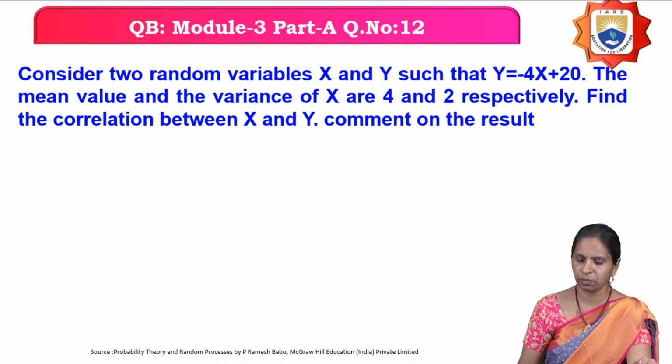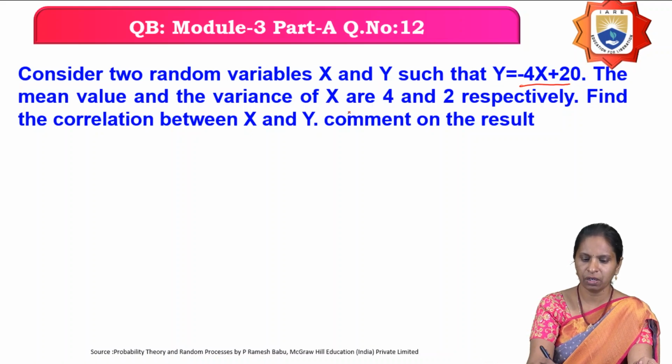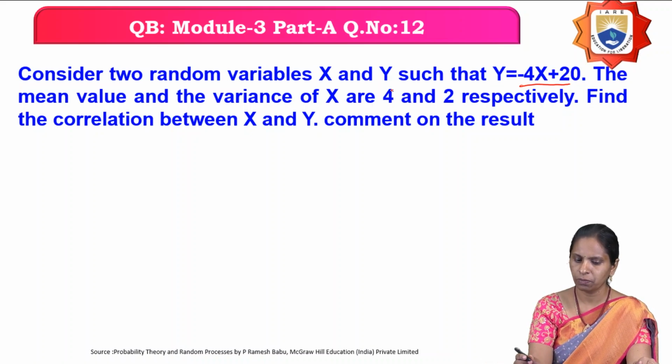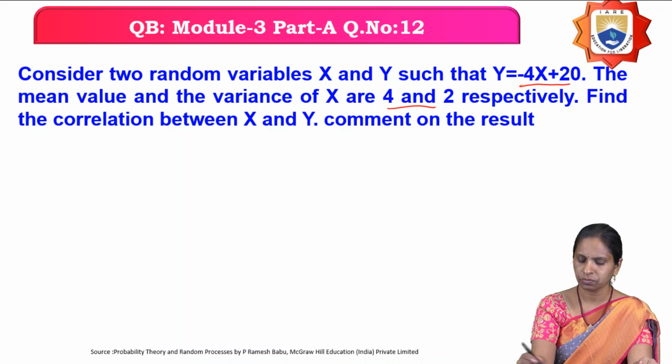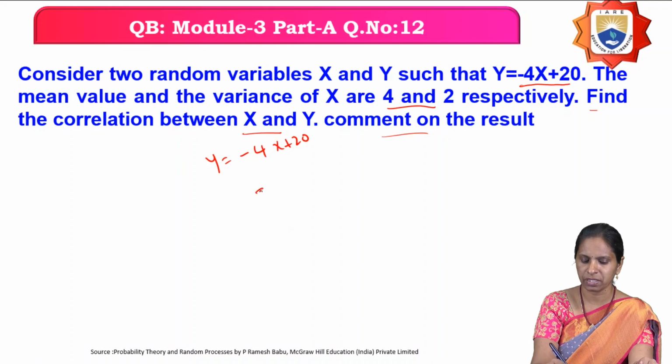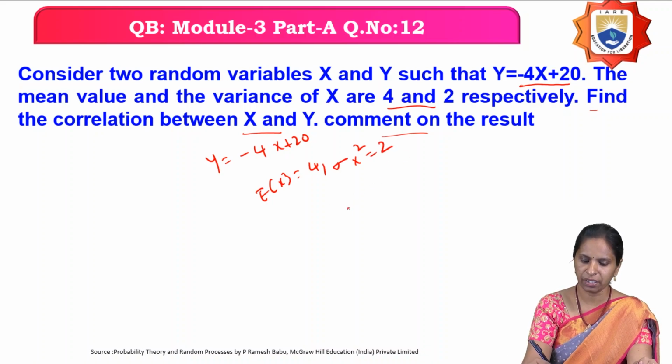Next one: consider two random variables x and y such that y equals minus 4x plus 20. The mean value and variance of x are 4 and 2. Find the correlation between x and y and comment on the result. So what they have given is y equals minus 4x plus 20, and the mean value of x, mu x equals 4, and variance sigma x square equals 2. What you have to calculate is the correlation between x and y, nothing but Rxy.